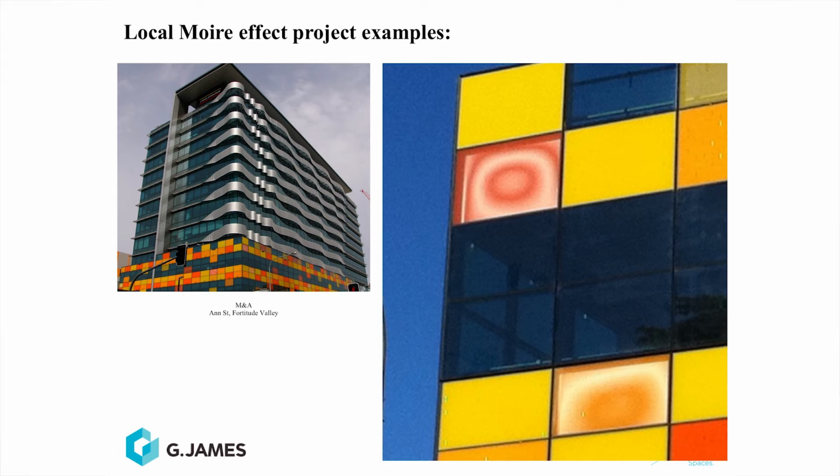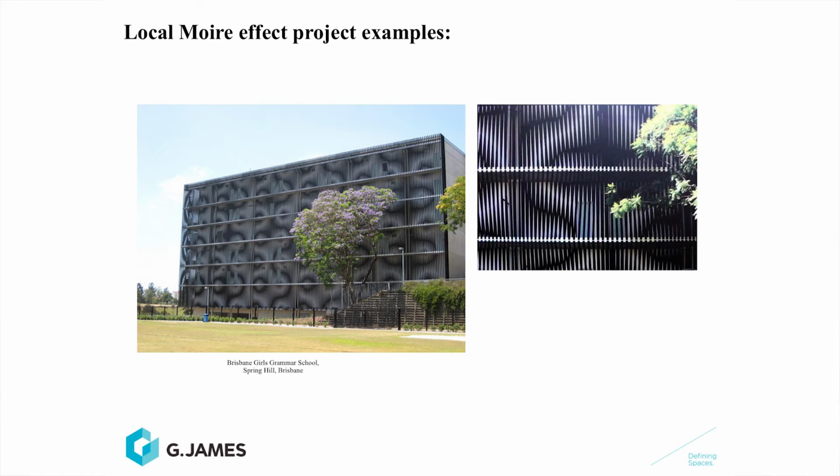Overlapping matching pattern. And the other example of a moire effect is Girls' Grammar School. That's the most recognised building probably in Brisbane. Amazing features, architectural intent that's come out of that building. Was it intended or not? Not too sure.